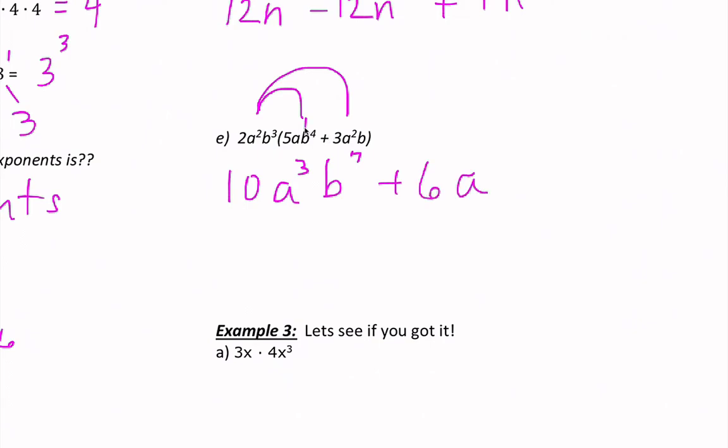Now let's look at our a's. I had a squared times a squared. We add the exponents. 2 plus 2 is 4. So it's going to give me a to the fourth. And then let's do our b's. So I have b to the third times b to the, remember if there's nothing there, it's a 1. So 3 and 1 gives me a 4, so that's going to give me b to the 4th.